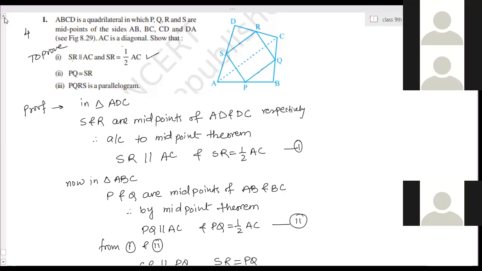Ma'am, do we write the reasons in brackets after writing, like SR is parallel to AC? So in this, should we write by the midpoint theorem SR is parallel to AC, or do we just write it in the reason? No, here before only right now. Okay. So we are not using any congruency here. No congruency. Here it is completely different. This is only the midpoint theorem and converse midpoint theorem. And this is the easiest exercise if you understood those two theorems properly.